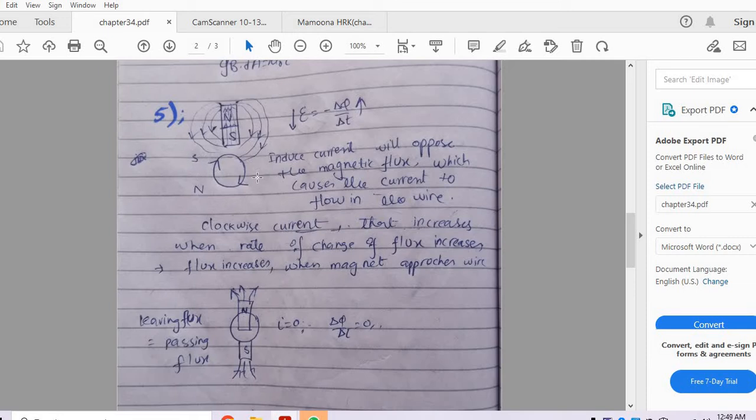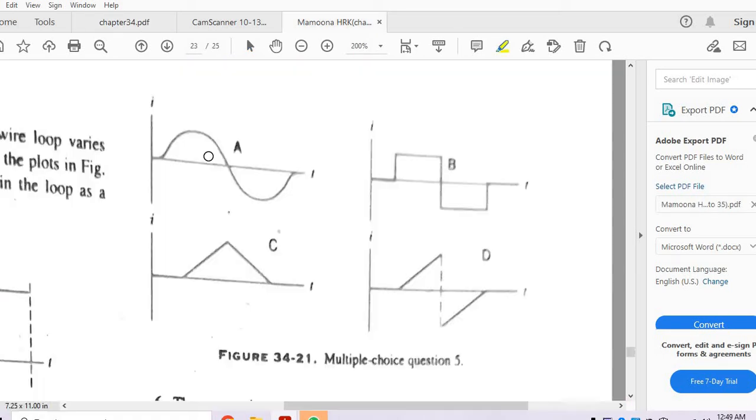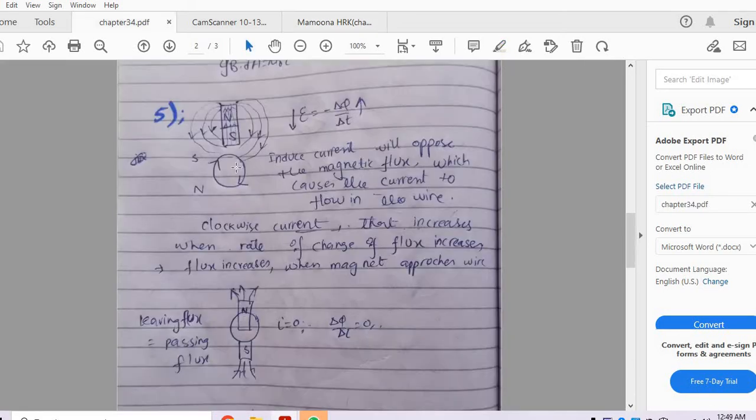So from the right hand rule we can see that the current will flow in clockwise direction, then it will oppose the magnetic field of this one. So let's suppose the situation like this. This bar magnet is passing through this wire loop. As we know that when north is above and south is below, then the flux that is entering through this wire loop is exactly equal to the flux that is leaving through this loop. So it means that there is no current flowing at this time.